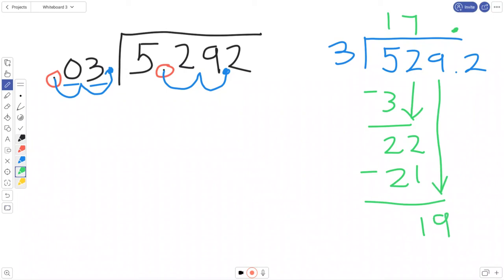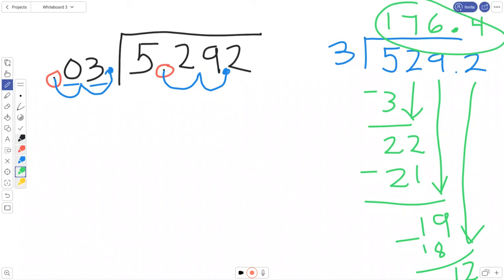I can get pretty close again with 6, which gets me 18. My 1. Do my subtracting and bring down. 3 goes into 12 4 times. I brought that 2 down, so I put that number directly over it, getting me an answer of 176.4.